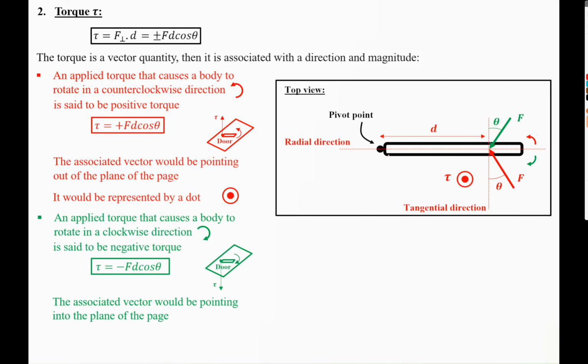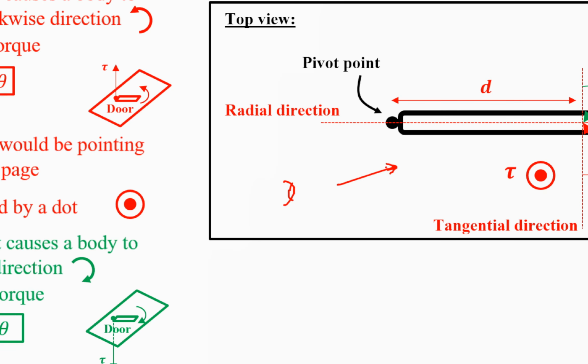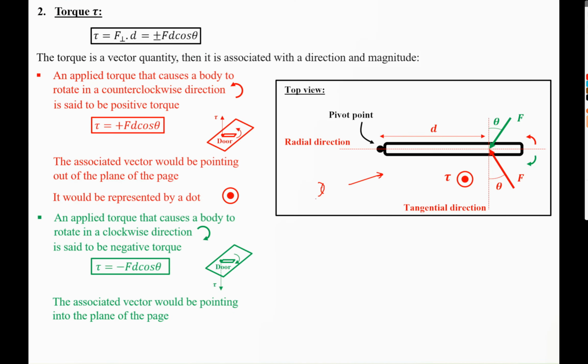Now it's difficult here to represent a vector which is like this, but suppose that the vector is going away from you and you're looking from this side. You will notice that due to the shape of the arrow from the back view, it looks like a cross, which means in this top view it will be represented by a cross. So this is basically the vector representation of the torque.